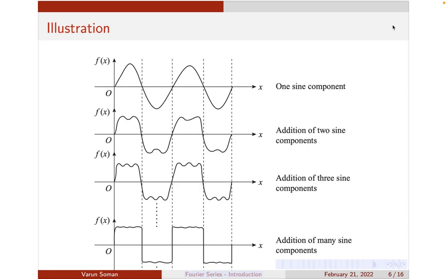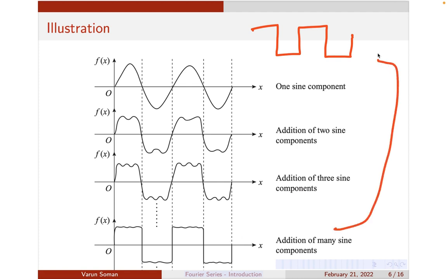This is an example of a Fourier series representation of a signal function like this. Suppose I want to find a Fourier series representation of the signal function like this. You can see that this is one sine component, there are two sine components, three sine components. When you add many sine components, ultimately your graph will look somewhat equal to this. That means using just a sum of sines and cosines, you can always represent a function like this also. This is just an illustration of Fourier series addition.